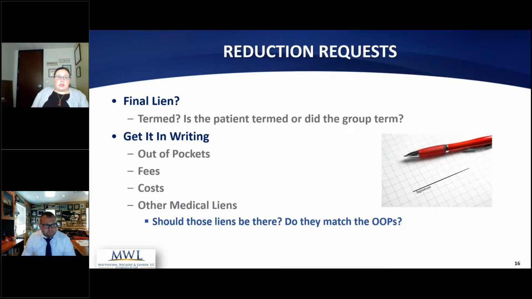So last but certainly not least, things to be talking about in reduction requests. Obviously, do you have a final lien? If you have reason to believe that the person is no longer on the plan, figure out whether that means that the plan has either switched vendors or TPAs, because if that's what has happened, the plan may still be paying claims with that new entity. And so what you want to make sure you're not doing is accidentally prejudicing the plan's rights to pursue any future claims that they're paying.